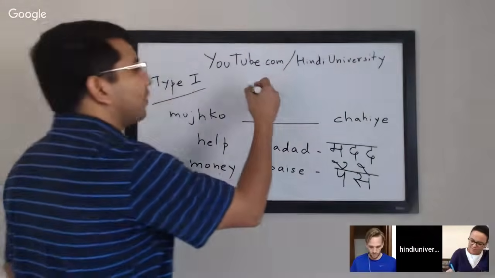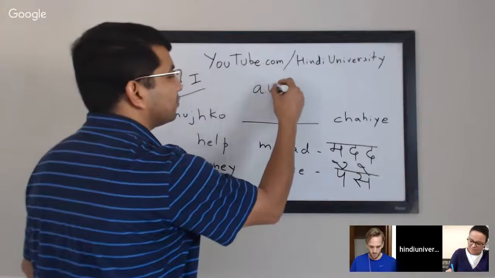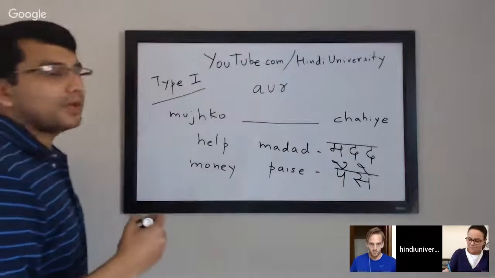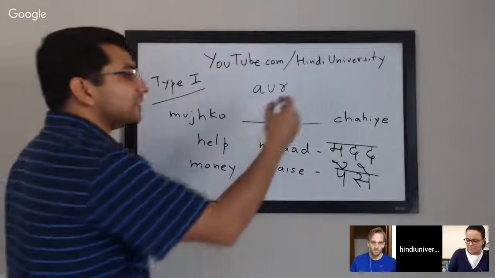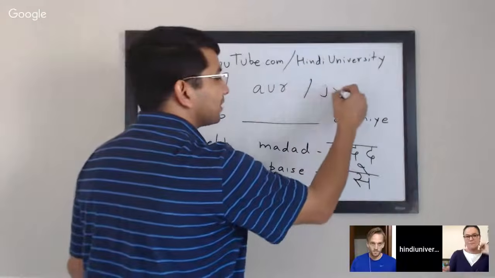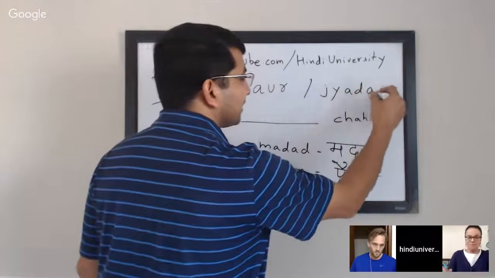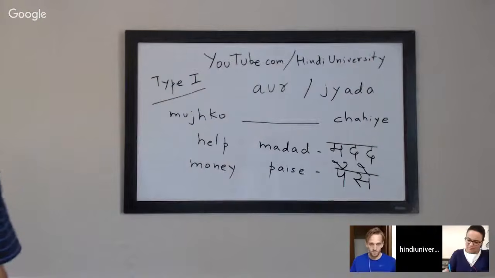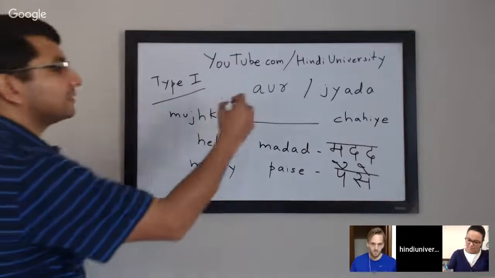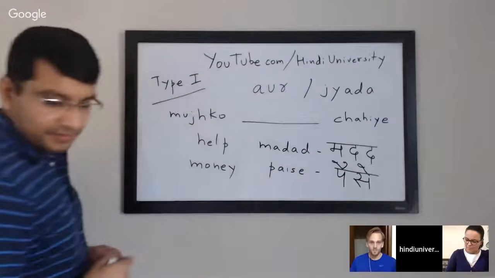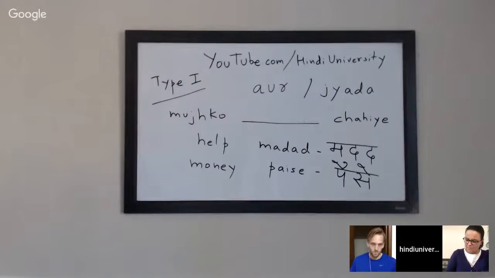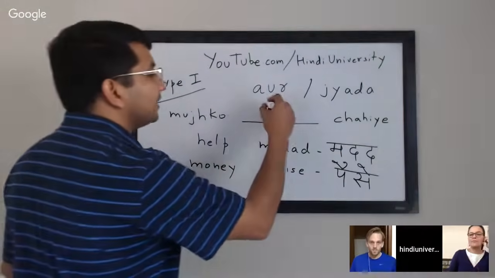Okay, मुझको और चाहिए, and you'll say और चाहिए. Okay. What if you can even say ज़्यादा? That's also correct. मुझको ज़्यादा चाहिए. I need more. This is nothing but more. I need more.